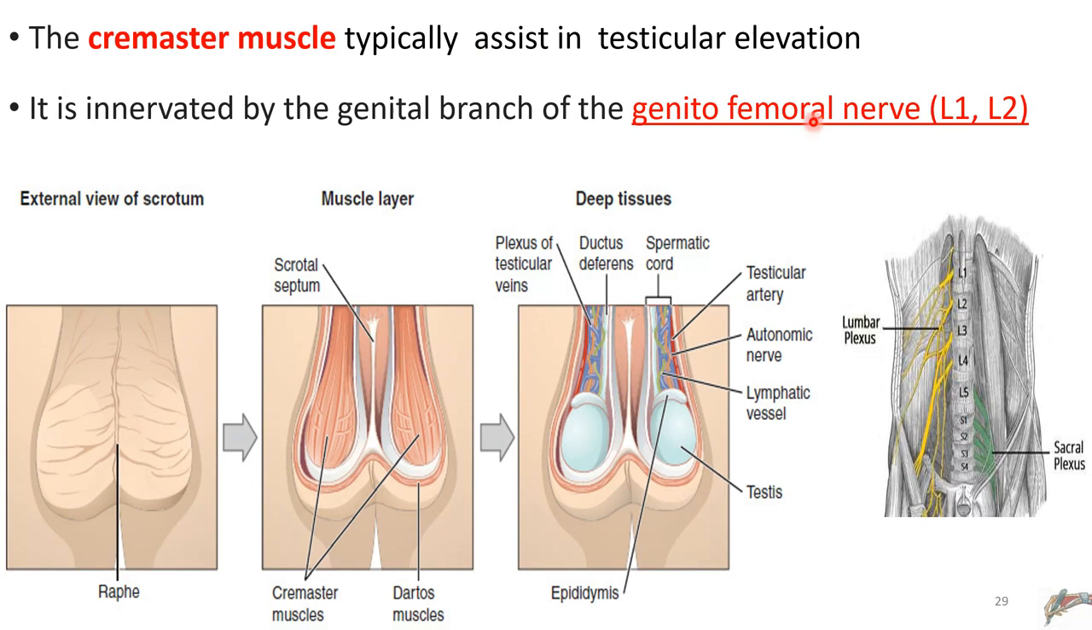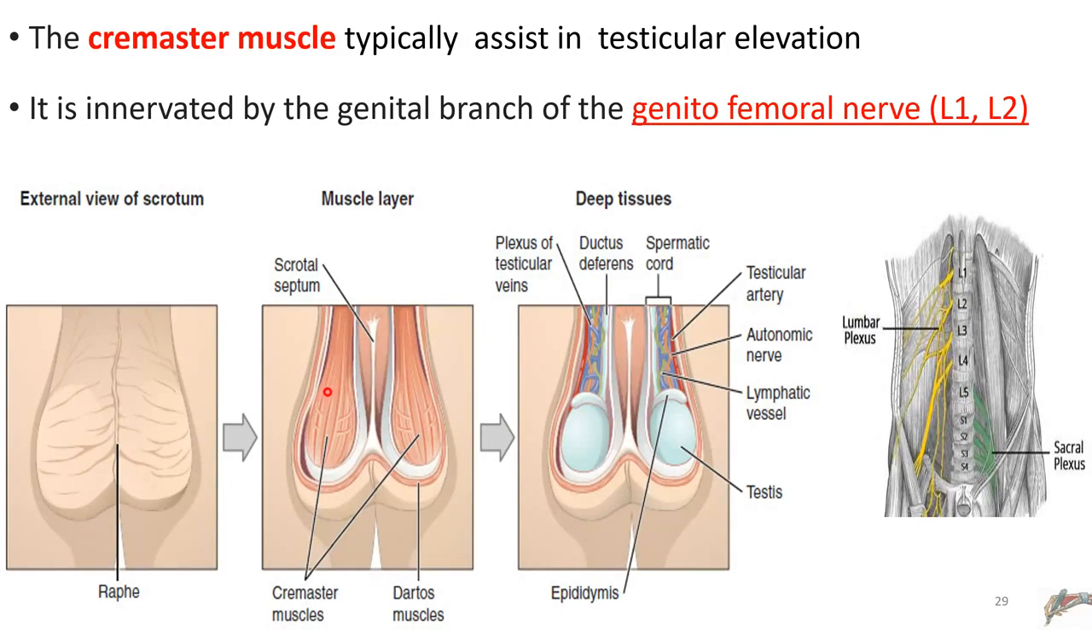These muscle fibers are innervated by the genitofemoral nerve. The genitofemoral nerve is part of the lumbar plexus, and it's going to come from L1 and L2, and it's going to innervate the cremaster muscle, the muscle that will always allow testicular elevation during cold environmental conditions.